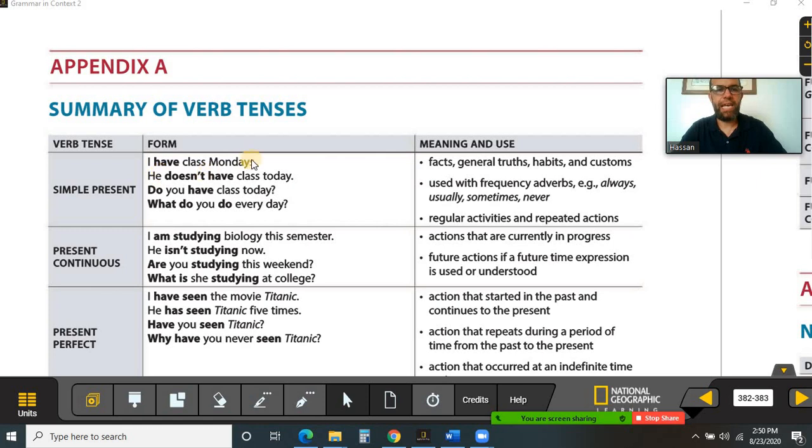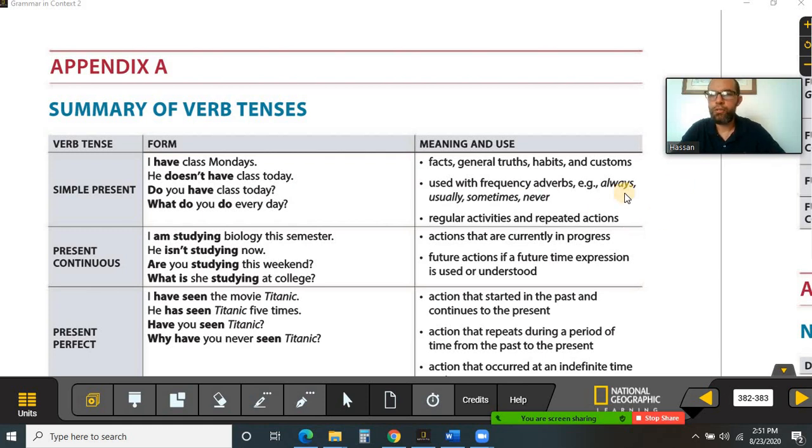For example, I have class Mondays. It's a habit that I have a class on Mondays. I go to bed at 11 o'clock. It's my habit. I wake up at 6 o'clock in the morning, so I have a class. I wake up, I go to bed at 11. These are all different habits. And also, as I said, when we have general facts or general truths and customs, like the sun rises in the east. Rises, it's a fact.